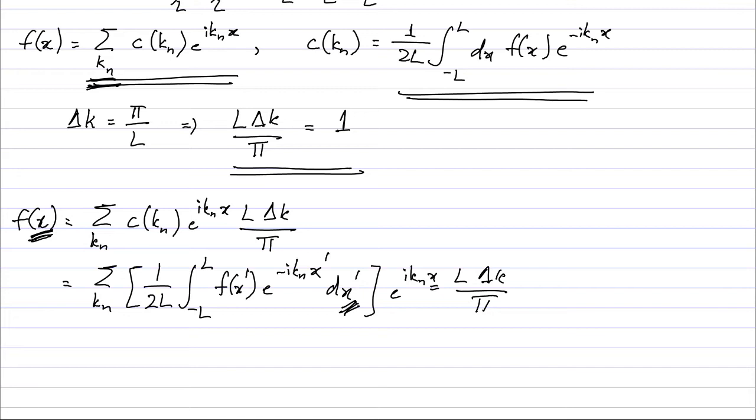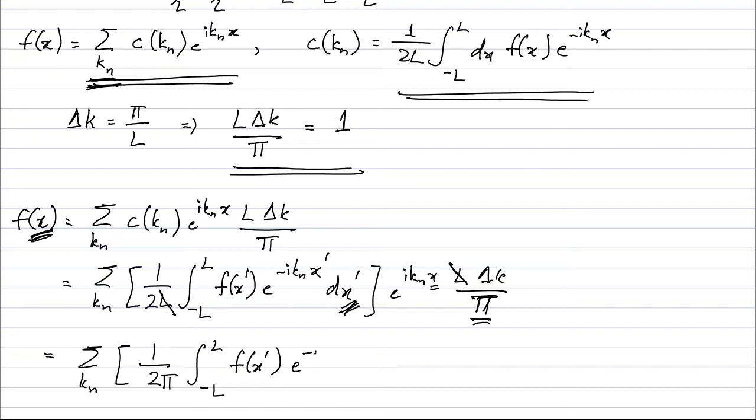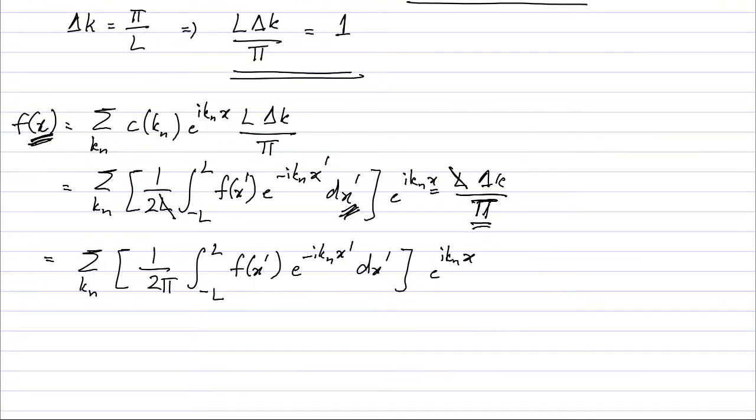Now this L over here cancels this L, so then I'm left with the summation over k_n, and I'm left with 1 over 2 pi. This pi over here, I take inside, so 1 over 2 pi, and then you have the integral from minus L to L of f of x prime e raised to minus i k_n x prime dx prime, and then I have e raised to the power i k_n x delta k.